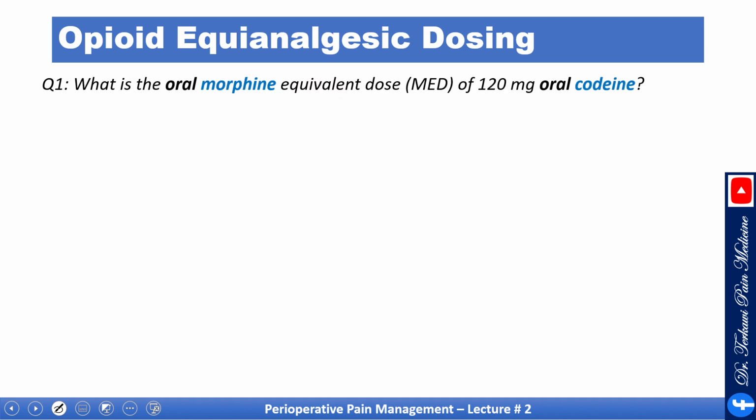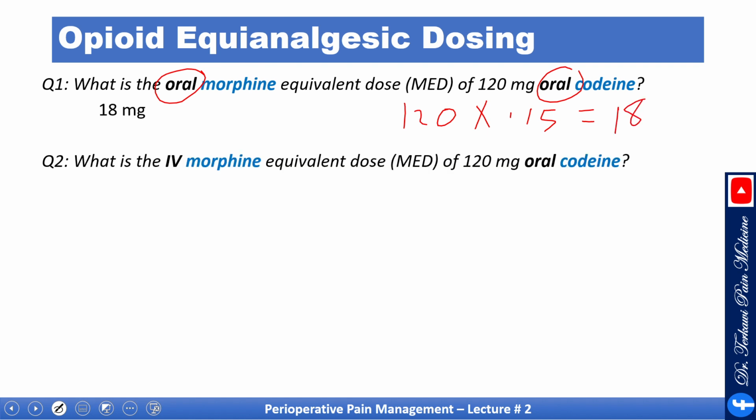Okay, let's go back to our questions here. So let's solve this question together. So what is the oral morphine equivalent dose of 120 milligram oral codeine? Now, notice this is easy. So you have oral to oral. All you need to do is take that 120 milligram of codeine and multiply it by the conversion factor, which is 0.15, and this will be equal to 18.